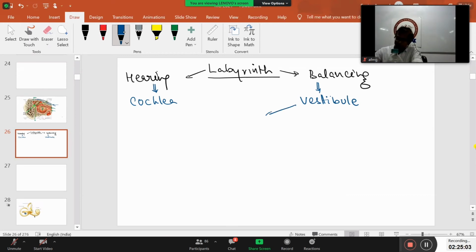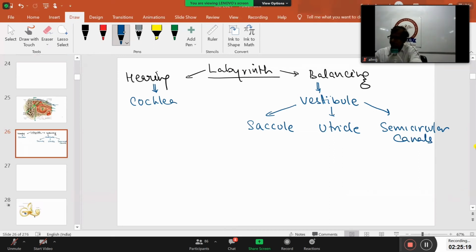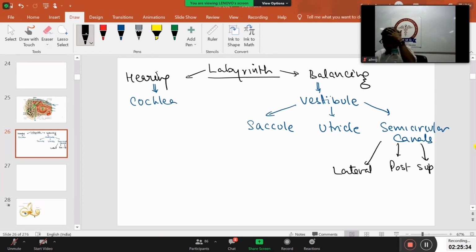But the vestibule is again divided into three parts: saccule, utricle, and semicircular canals. We have three canals. We have the lateral canal, the posterior canal, the superior canal. Three canals. So this will complete all the parts of the inner ear.